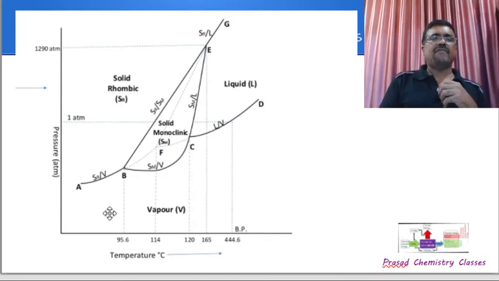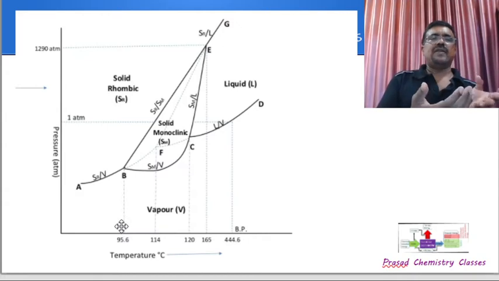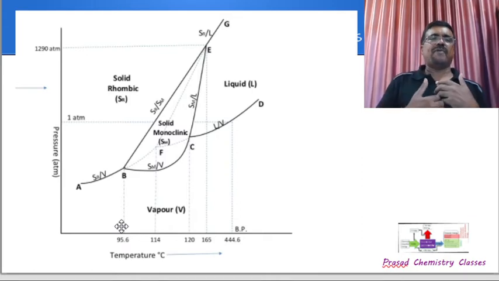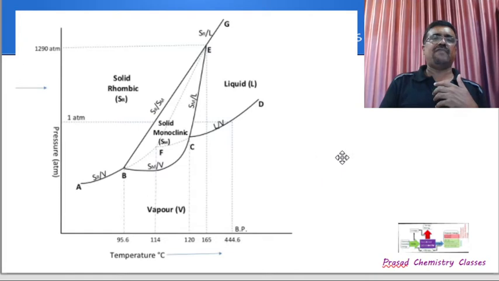And what is this curve VA? Here we have what we call the sublimation curve for rhombic sulfur. Under such pressure and temperature conditions, what can happen? Solid rhombic sulfur can be converted into vapor phase. They are in equilibrium. There the system will be univariant. That we know.